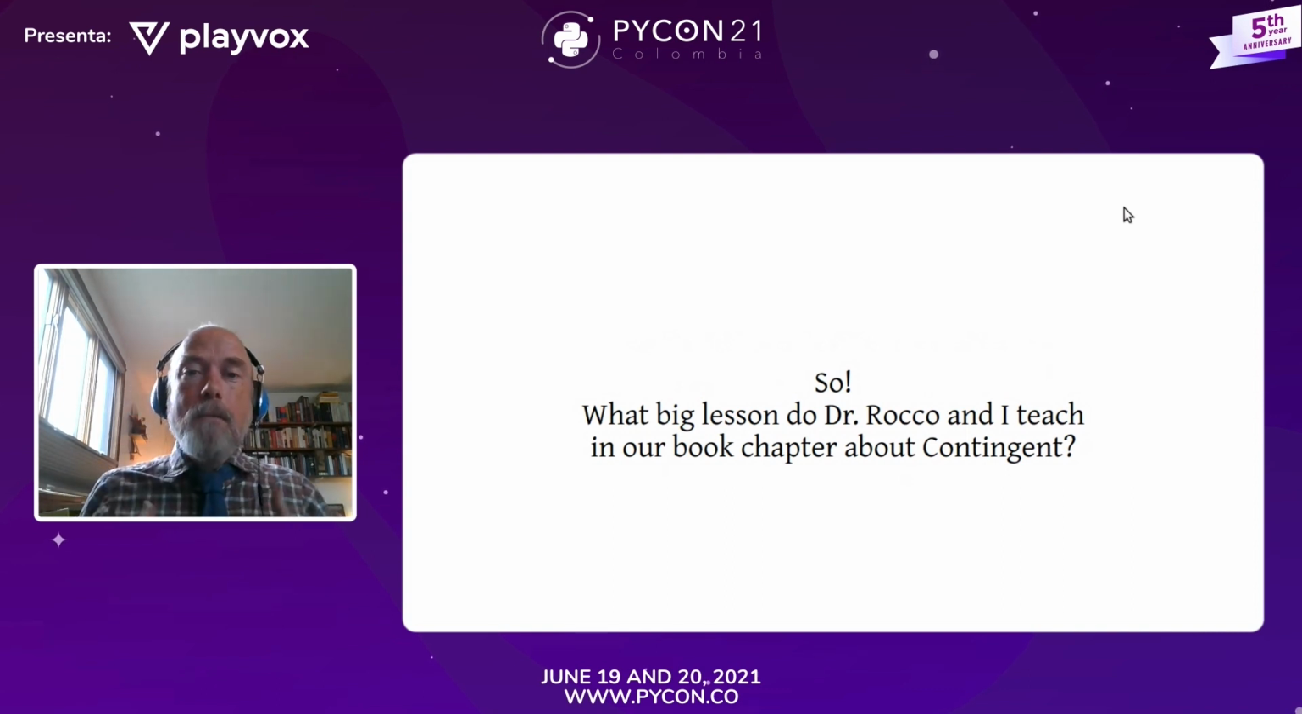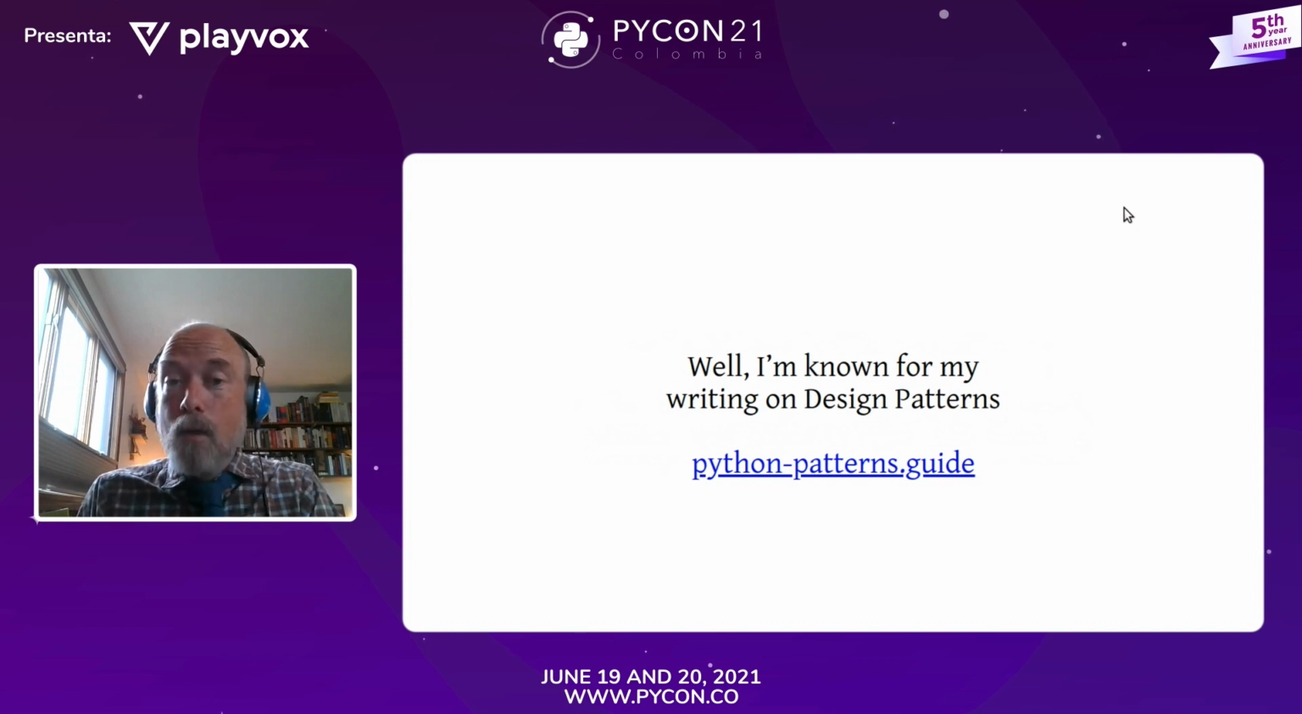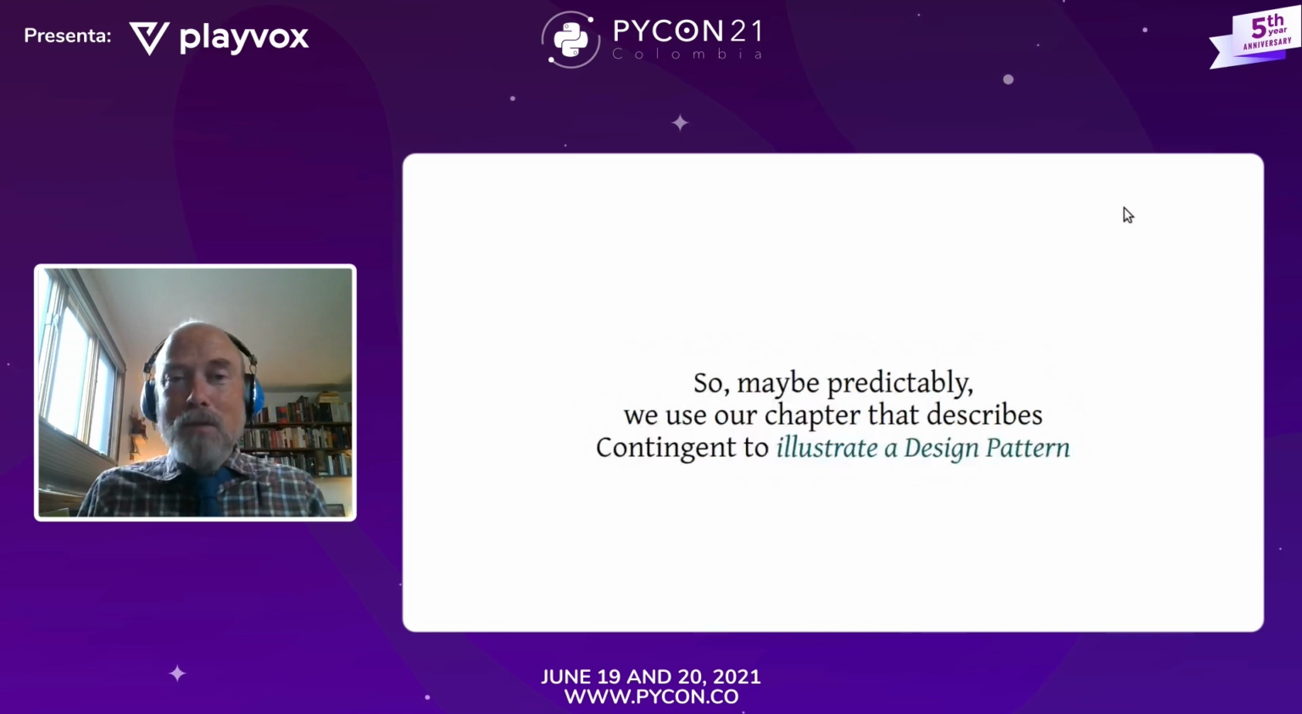So, what big lesson do Dr. Rocco and I teach in our book chapter about contingent? Well, I'm known for my writing on design patterns. It sometimes annoyed me to see websites that showed design patterns, old-fashioned ones, in Python, but didn't explain whether they were useful or necessary in Python. So after handling the topic in many of my talks, I started writing those ideas in a website where they could all be together in one place. So, maybe predictably, we use our chapter that describes contingent to illustrate a design pattern.